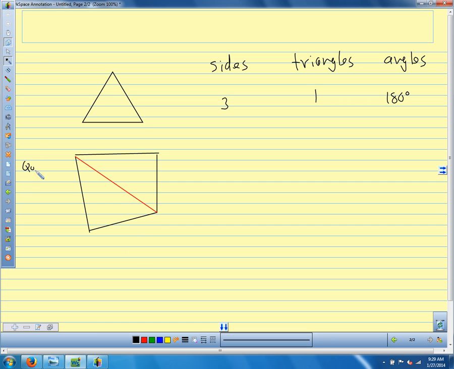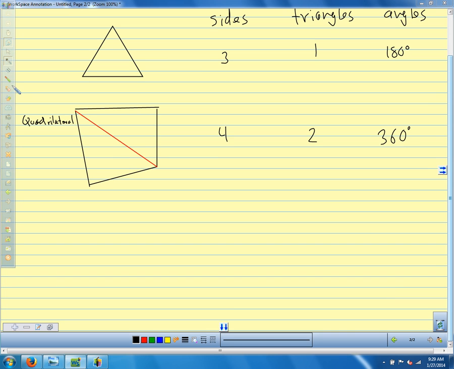So let me write over here. This is a quadrilateral. How many sides does a quadrilateral have? Four. How many triangles do I have here? Two. What do the angles all add up to? 360.